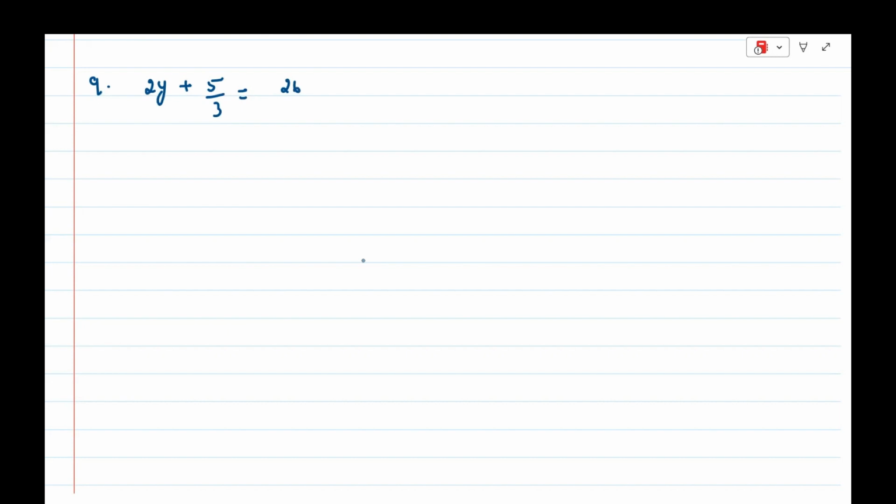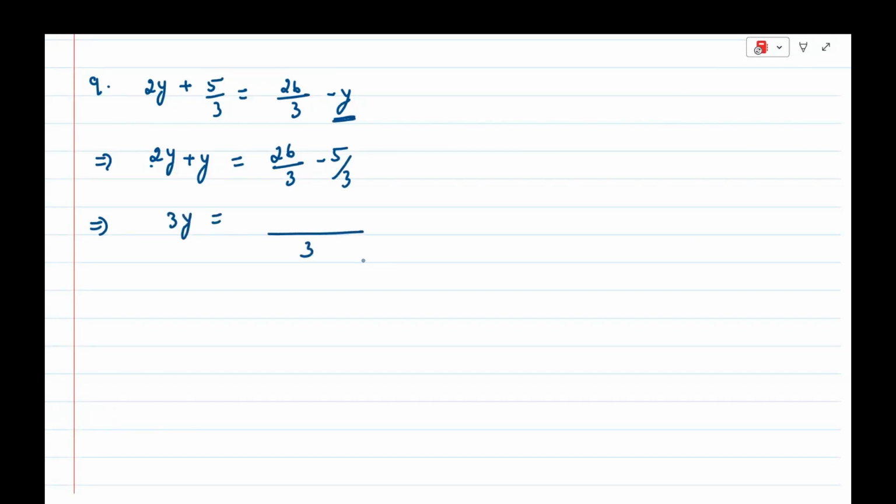Question number 9. 2y plus 5 by 3 is equal to 26 upon 3 minus y. First of all, separating the variable: 2y plus y, this y will go on the left, 26 stays there, and 5 by 3 I'm transferring, so changing the sign. Next, 2y plus y will give you 3y, and as the denominator is already equal, there is no need to take the LCM. So next step, 3y equals 26 minus 5, which is 21 upon 3.